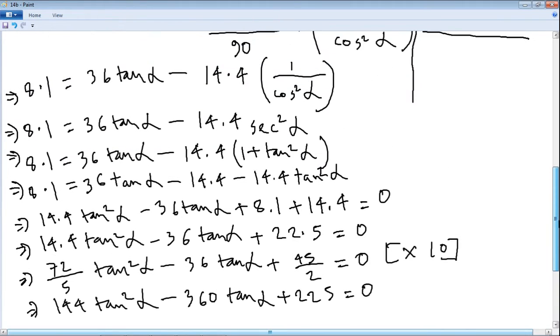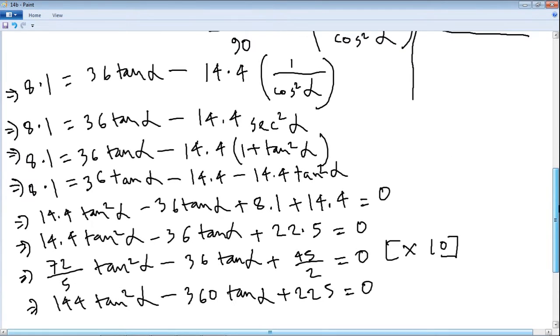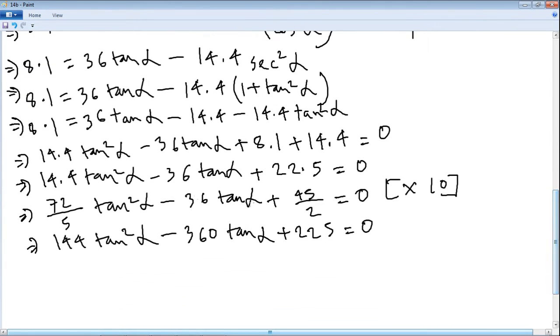So if you have noticed, what we have here is a quadratic equation. Here there is nothing but tan alpha. We get nothing except tan alpha. There is no other identity like sin alpha, cos alpha. We have removed the cos alpha from here and put the whole thing in terms of tan alpha. So now we can easily solve this.